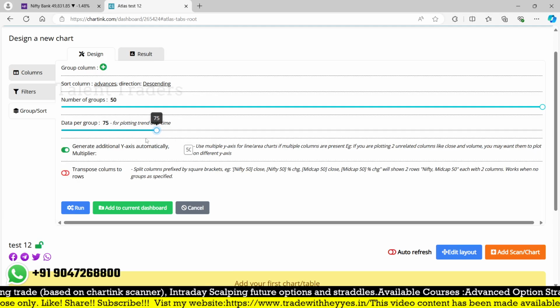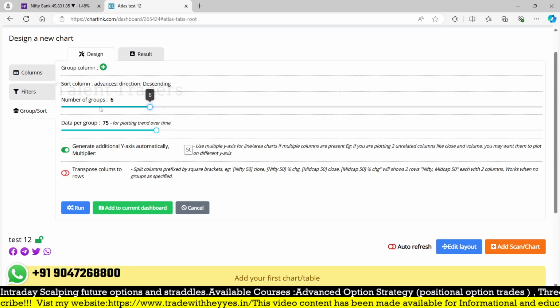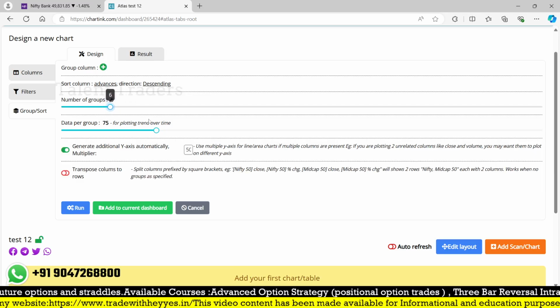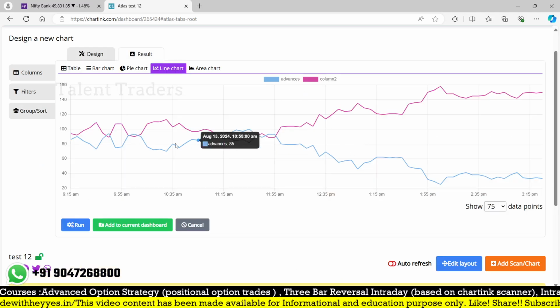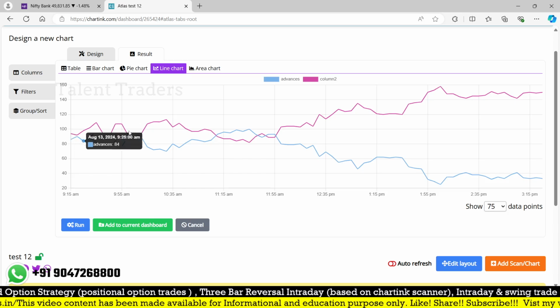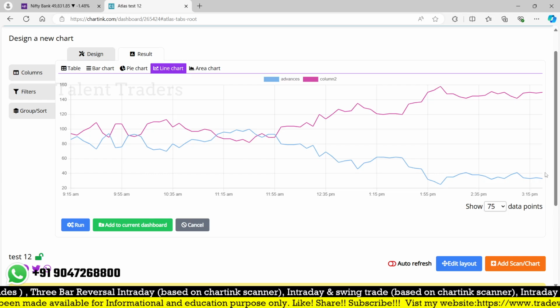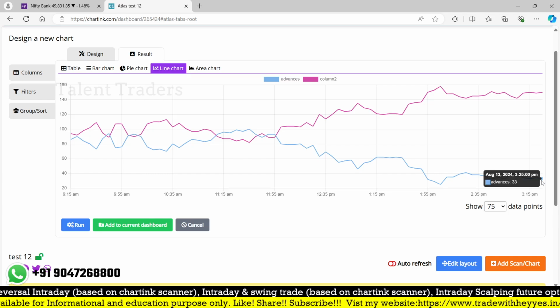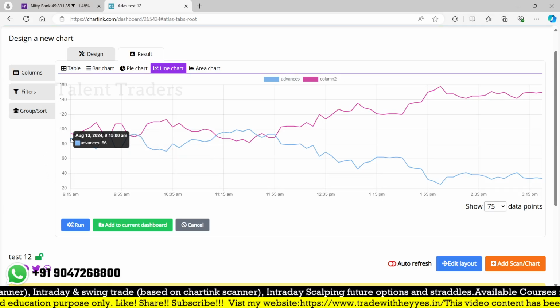If you go for more, then it will show you the previous day. The number of groups can be 5 or 10, whatever number you want to keep. Let me run this, and it will be showing from 13th August 9:15 till 3:20, 3:25, maximum 3:25. That is 3:25 to 3:30 closing, where it is showing the starting as 9:15 to 9:30.